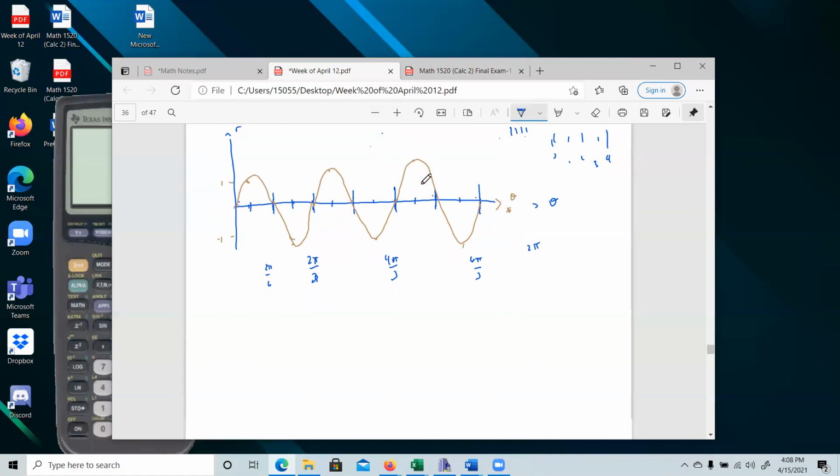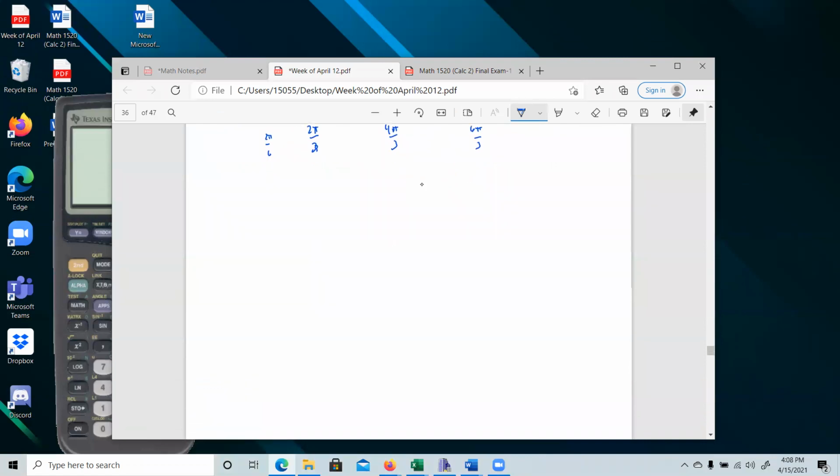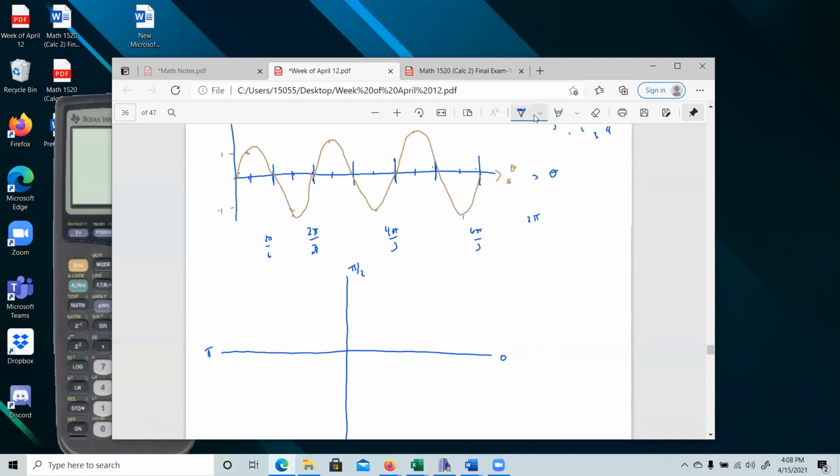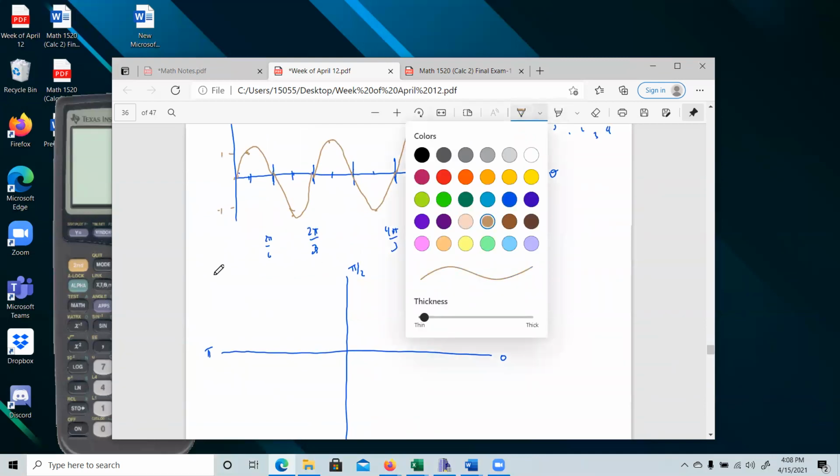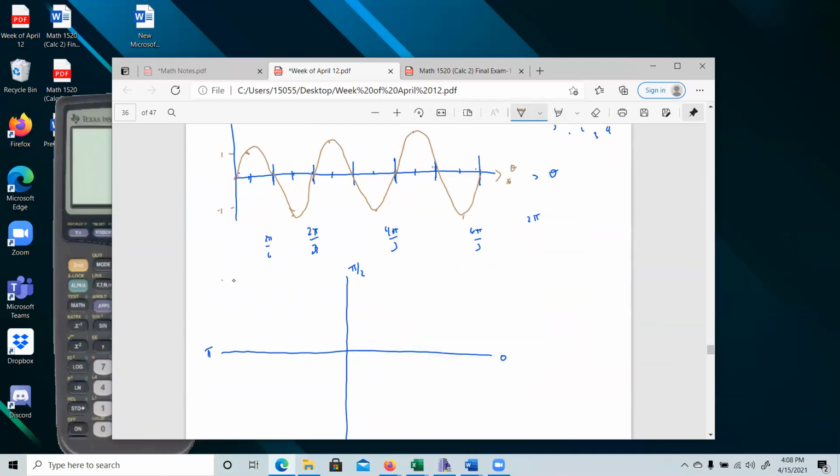So next thing we're going to do is take a look at that graph and graph it as a polar coordinate. So this is my polar coordinate graph. So here's 0, here's pi over 2, here's pi, here's 3 pi over 2. Okay, and what I'm going to do is try to sketch in. They do have polar coordinate graph paper.